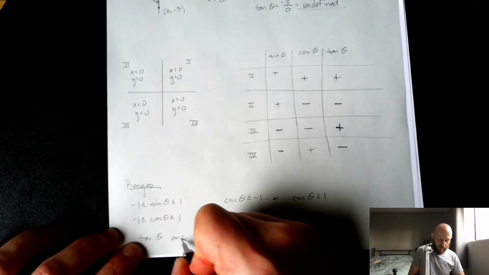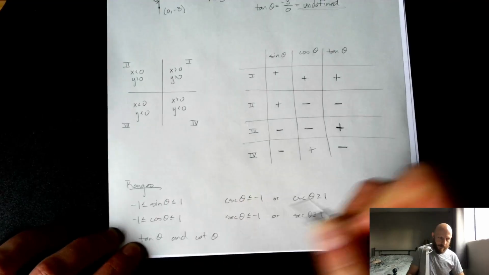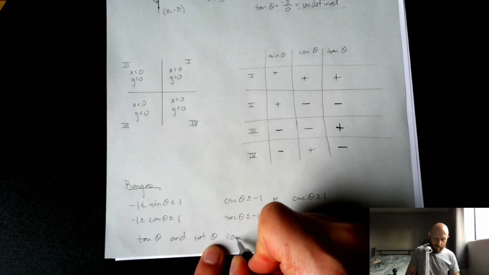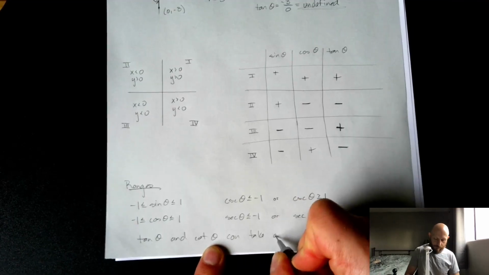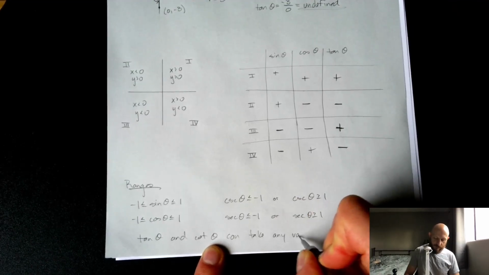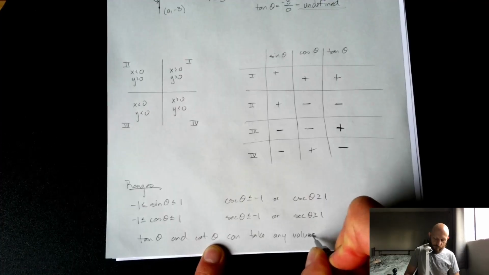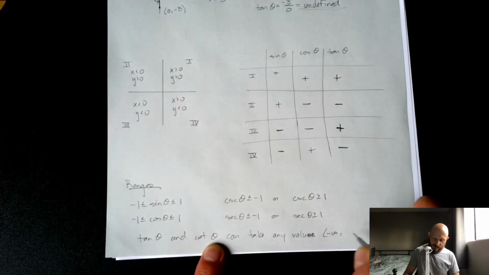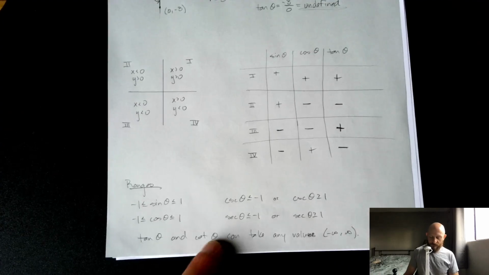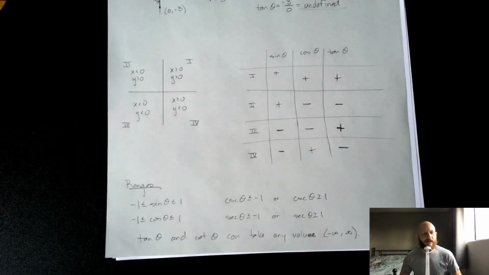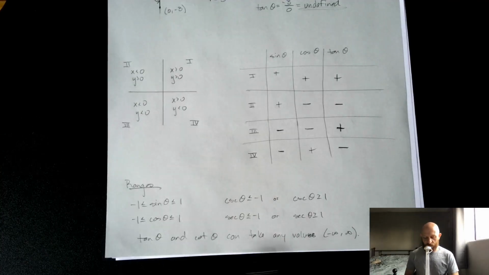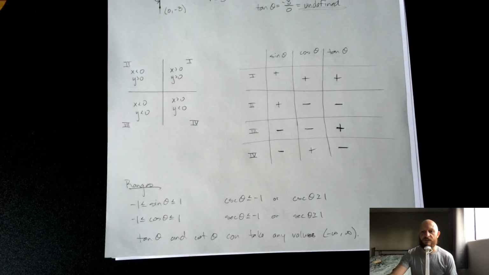Tangent theta and cotangent theta can take any values. They hit all values. In other words, their range is all real numbers. And maybe I'll make another video deriving or proving that this is the case. But for now, I think it's best to just know that this is the case.